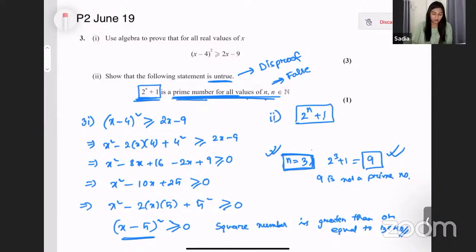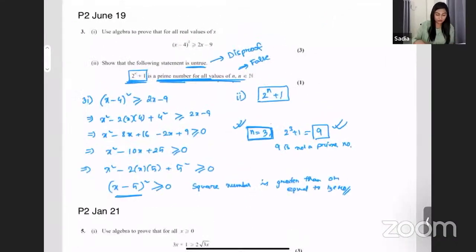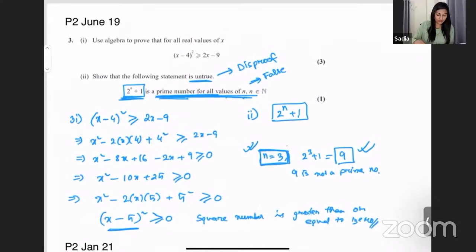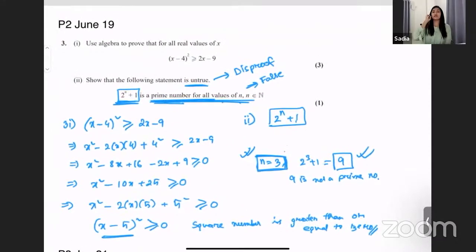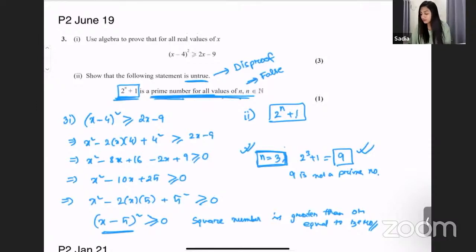Okay, so this is number 3 from P2 June 19. We are done with this one. So you can take a screenshot of this. I will be moving on to the next year, which is Jan 21. In Jan 20, there wasn't any specific question related to proof. So I will be moving on to Jan 21 P2.